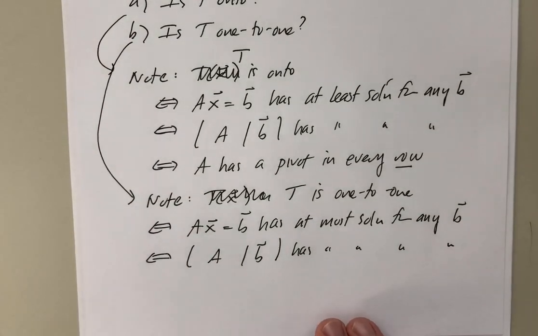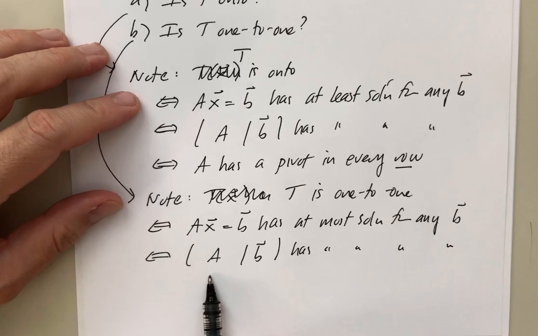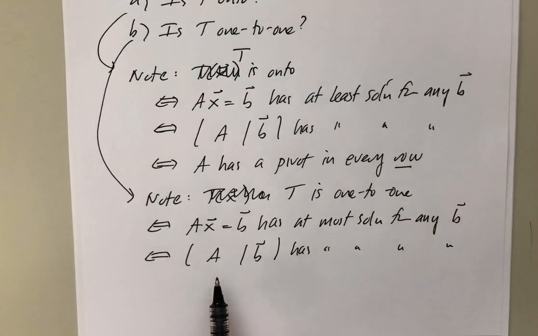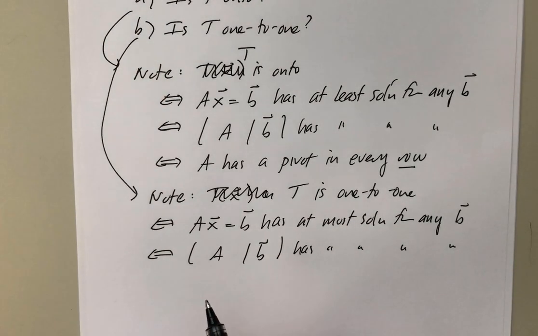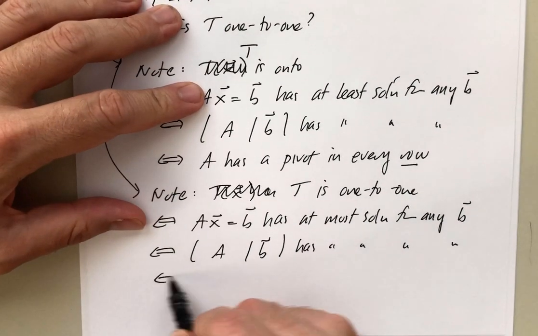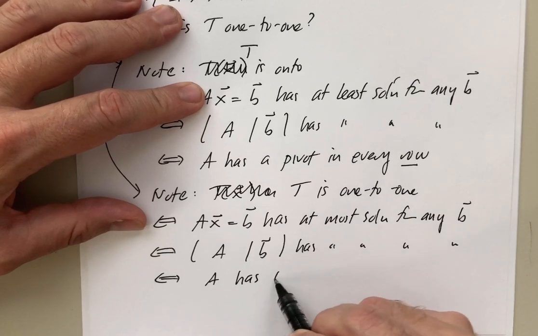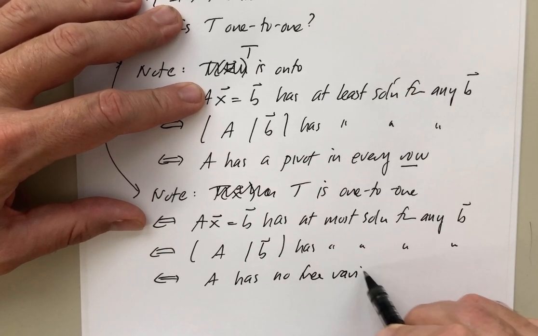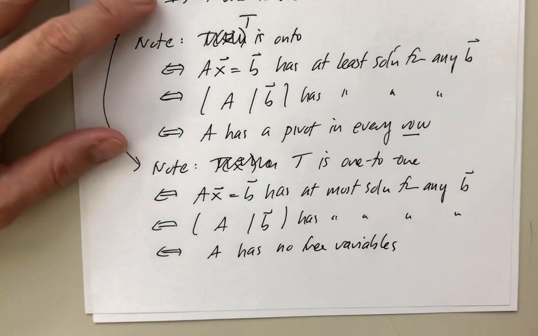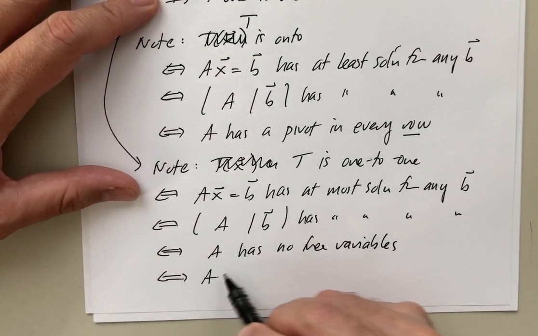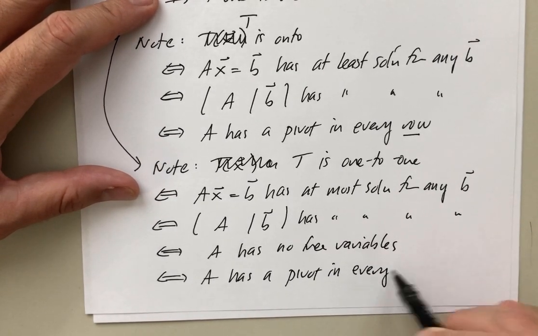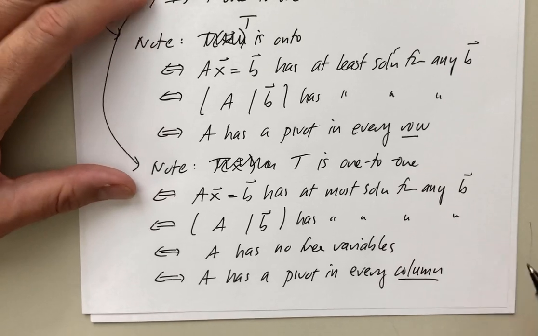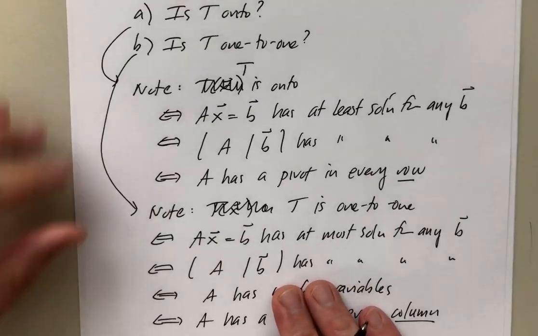Now, what is that saying? At most one solution for any b means that, well, this is a system, so it either has 0, 1, or infinitely many solutions. I want to rule out the infinitely many, which means that I can have an inconsistent system or a consistent system with one solution. What do I have to avoid? I want to say that A has no free variables. Remember, the free variables are what would make you have more than one solution. And as you know, this is saying that A has a pivot in every column. So one-to-oneness is about pivots in the columns.